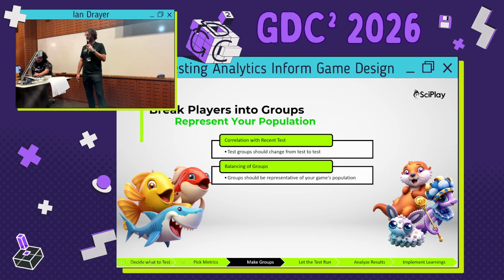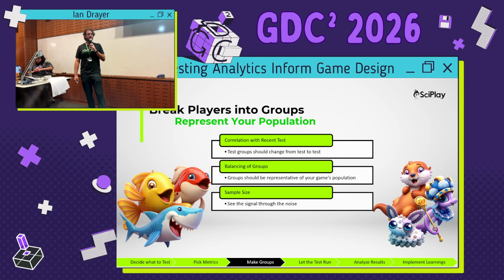Your tests should be balanced. Your groups should be representative of your game's population, especially in the metrics that you're most concerned with. So if you care about that spins per spinner, both your test and your control group should have the same average spins per spinner, and if possible, the same distribution of spins per spinner.